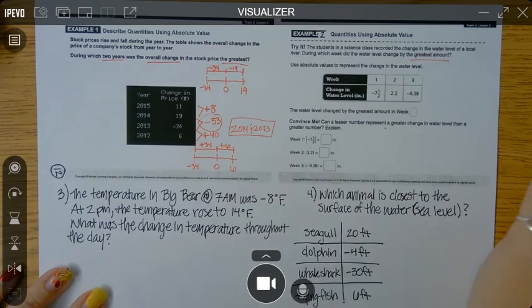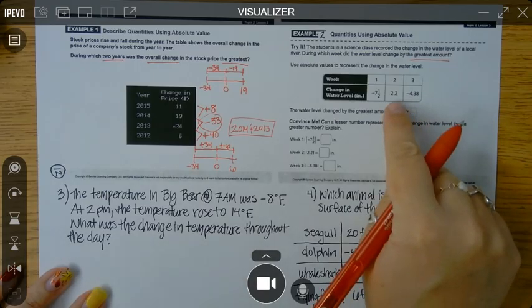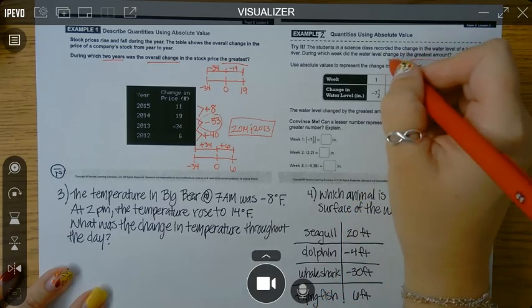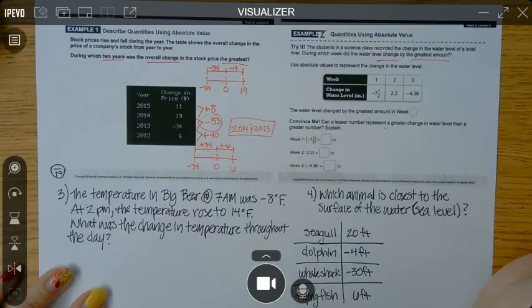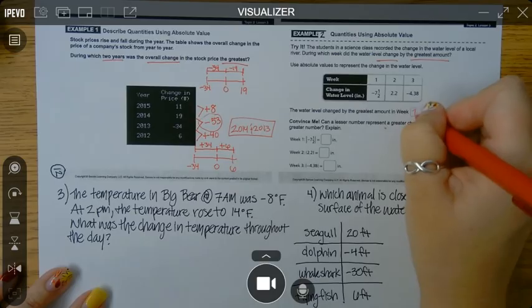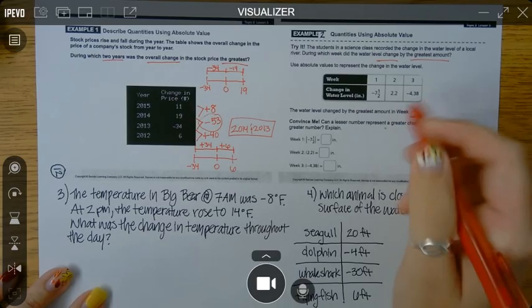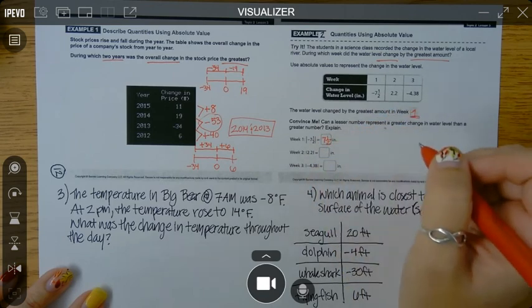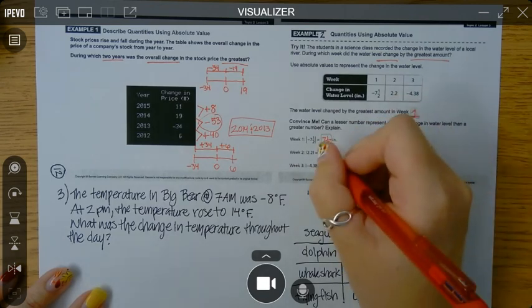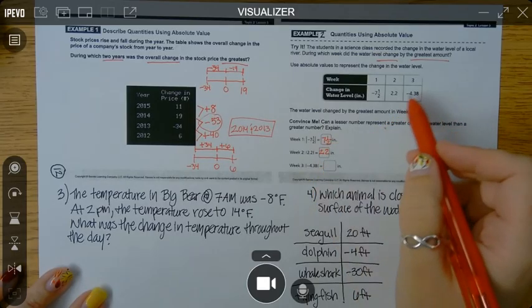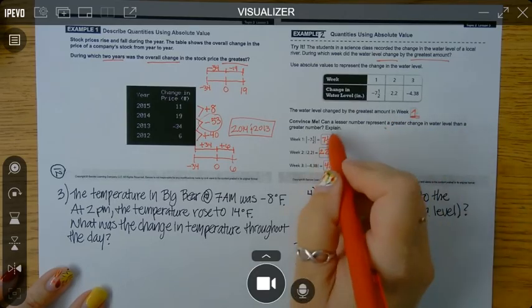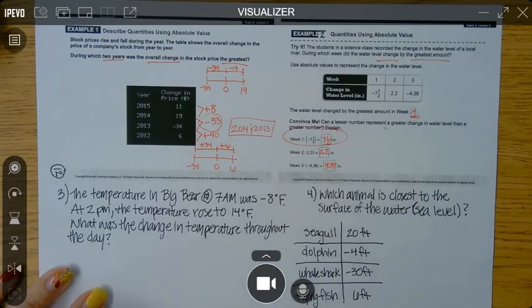A lot of people want to say week 2 because they're like, that's the biggest number. You're right, that is the biggest number, but they want to know which one had the greatest change. So what do you think? Okay, hopefully you said week 1, because if you take the absolute value of it, the absolute value of negative 7.5 is 7.5, so it changed by 7.5 inches. The absolute value of 2.2 is still 2.2, and the absolute value of negative 4.38 is 4.38. So the one that represents the greatest change was week 1.